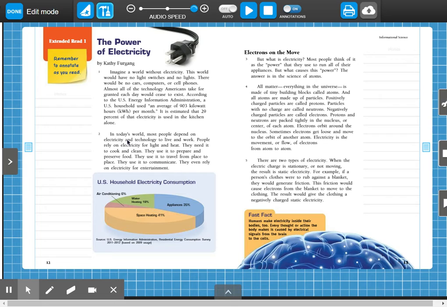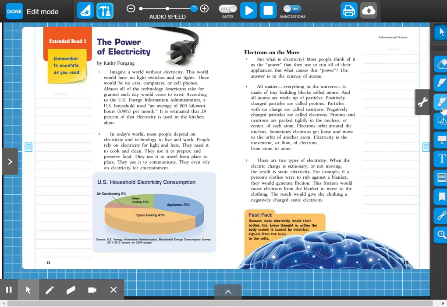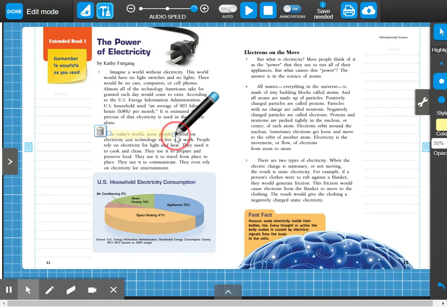Okay, so here, this paragraph is mostly about how people use and rely on technology. I'm going to be looking for a piece of text evidence that supports that. I'm looking for a main idea that supports that. And let's see here. Okay, this first sentence in paragraph 2 is really grasping what these paragraphs were about. In today's world, most people depend on electricity and technology to live and work.